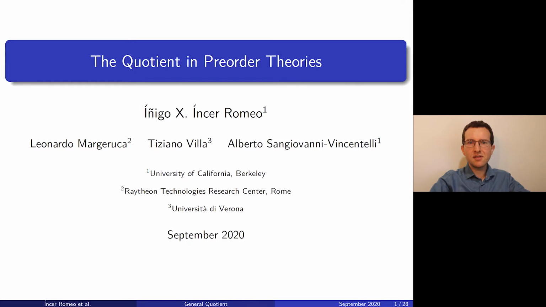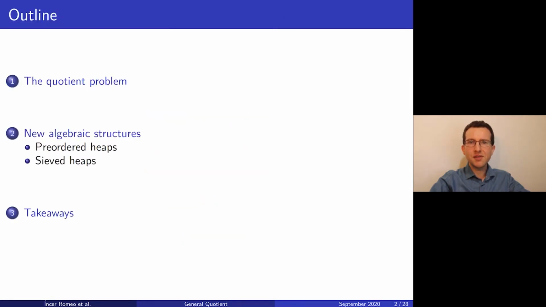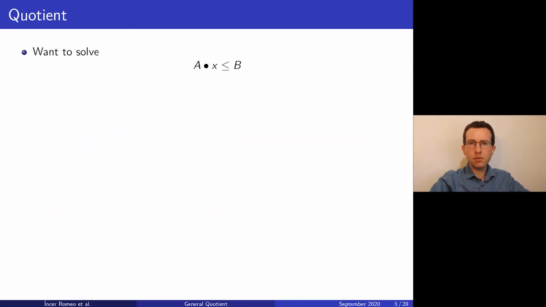Today we are discussing the solution of inequalities over general preorders. First, we discuss the notion of a quotient over preorders. Then, we introduce two new algebraic structures that support the expression of closed-form solutions for this quotient. What is the quotient problem?